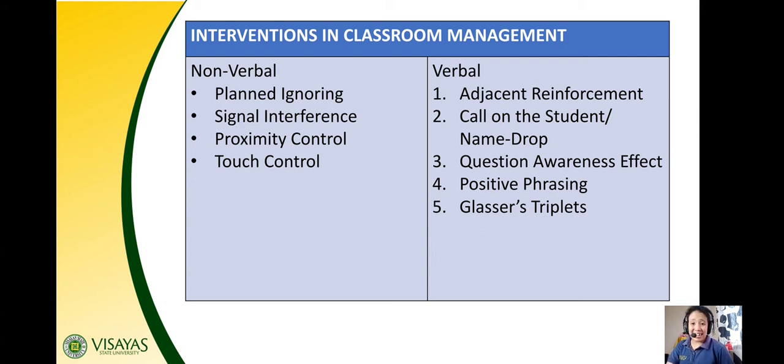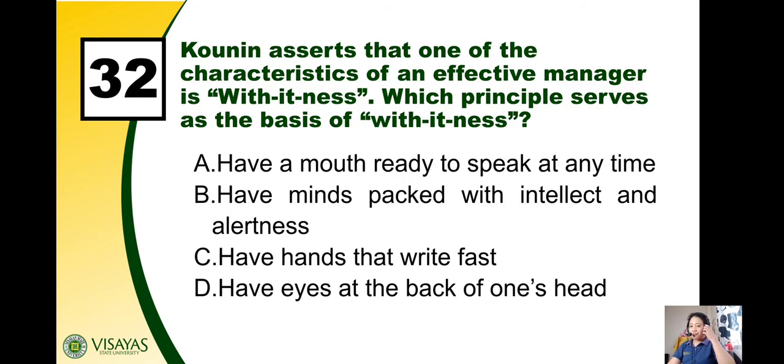That is the Glasser triplets. Una, tinatanong mo, anong ginagawa nila? Tama ba yung ginagawa nila? Ano yung dapat nilang gawin? So that's Glasser's triplets. So those are the interventions in classroom management.